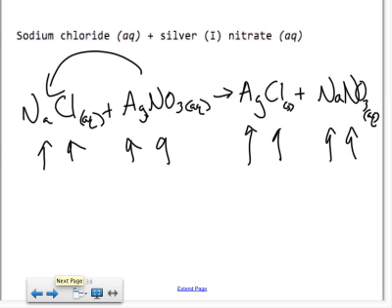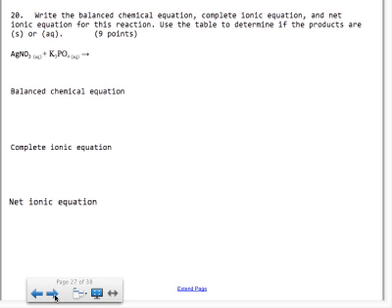It's one of everything. We're going to write the chemical equation, the complete ionic equation, and the net ionic equation for this reaction. So we've got a double replacement. First we have to figure out what the products are going to be. So we have silver and potassium that are going to trade places. We'll start with the reactants and then rewrite the equation.